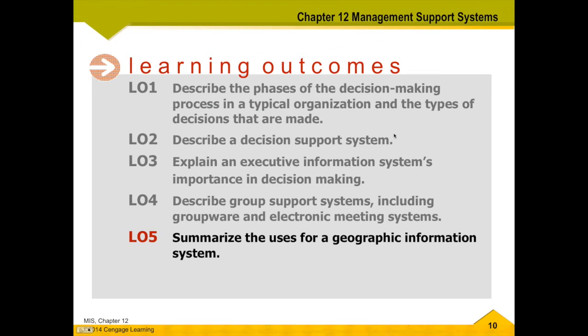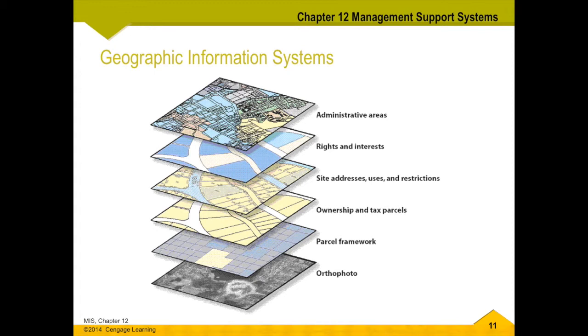Your fifth learning outcome is that you need to be able to summarize the uses for a geographic information system. Now, the text will talk a little bit about Google Maps, but it goes much further than that. It goes beyond simple mapping, being able to correlate all kinds of data that have a geographical basis.